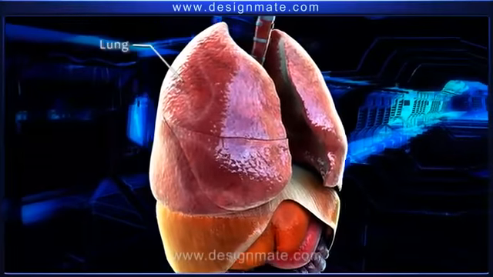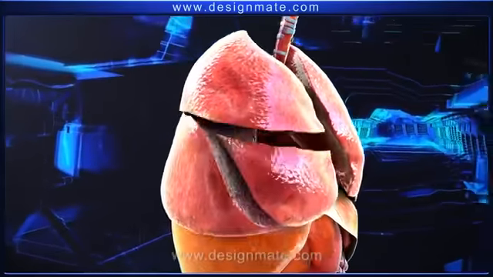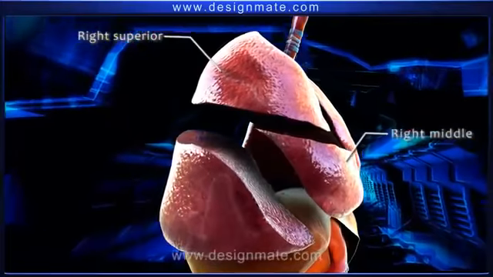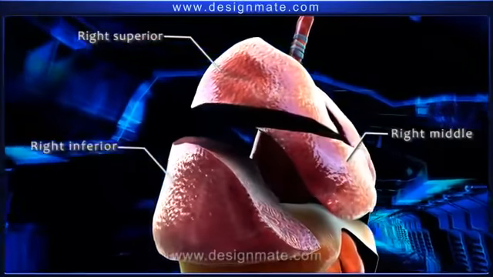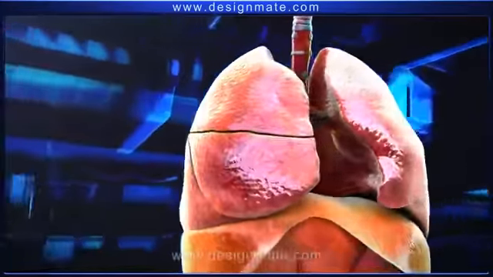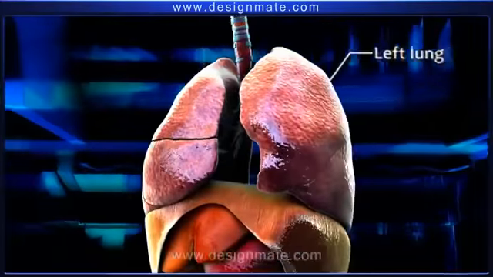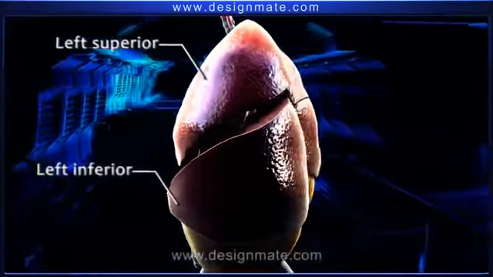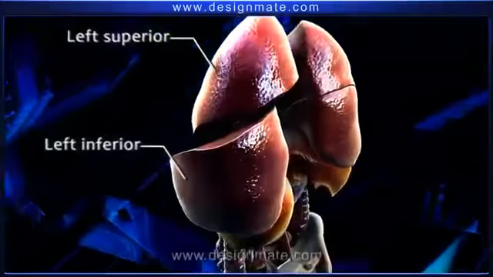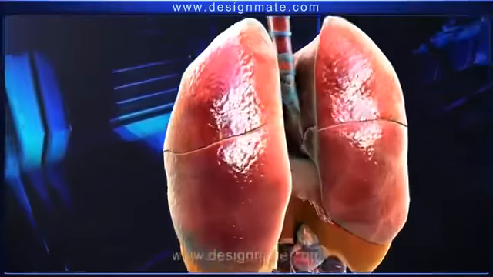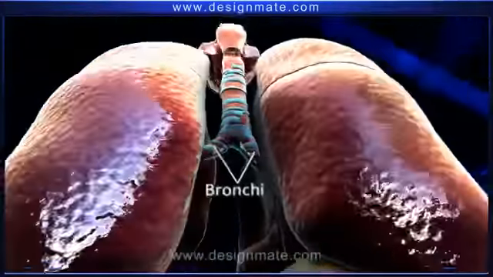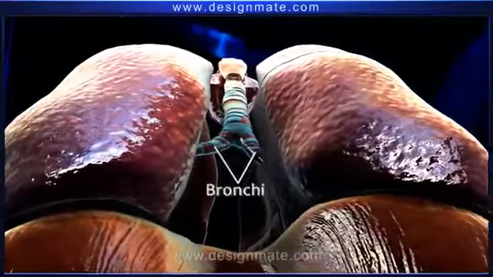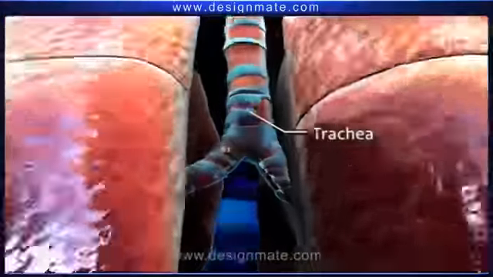The right lung is divided into 3 lobes: the right superior, right middle, and the right inferior lobe. The left lung is smaller and has only 2 lobes: the left superior and the left inferior lobe. Both the lungs are associated externally with small tubular bronchi which unite and extend into the trachea.